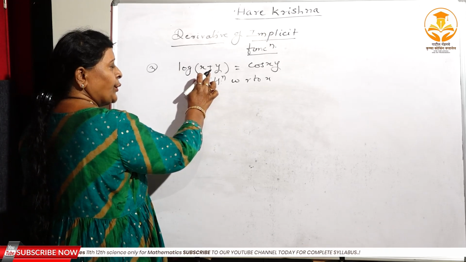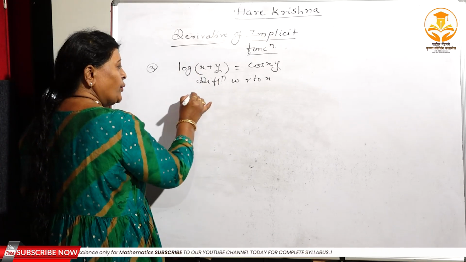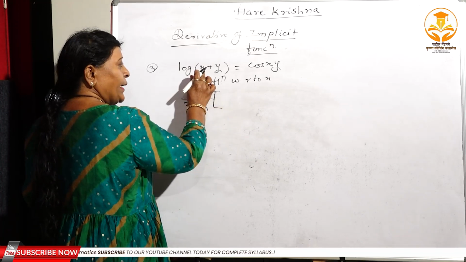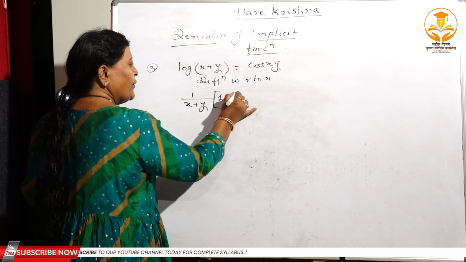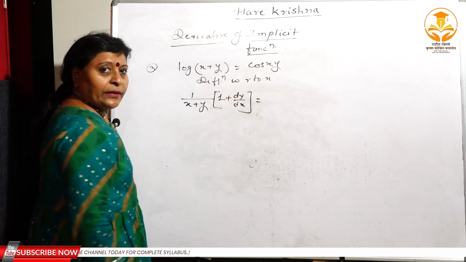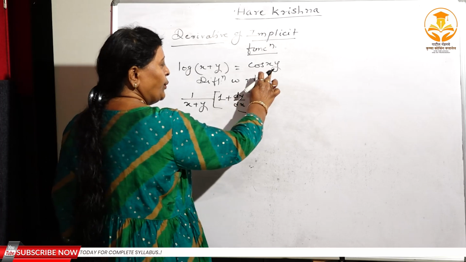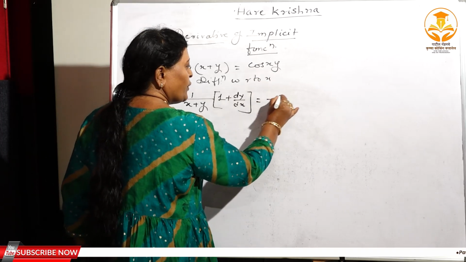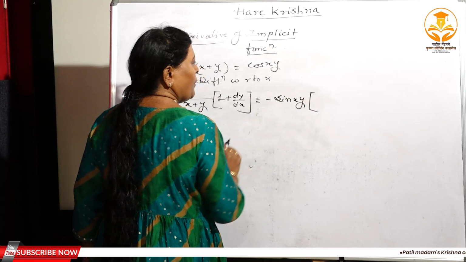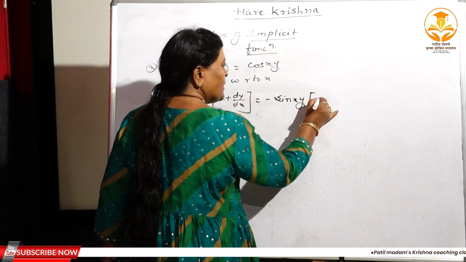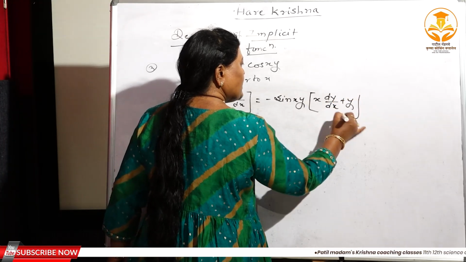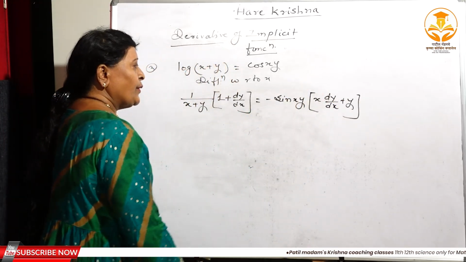Again you have to apply the chain rule. Here you have to substitute u. What is the derivative of log u? 1 by u, which means 1 upon x plus y. Again the derivative of x is 1 and the derivative of y is dy by dx. Here again you have to apply the chain rule. Substitute u. The derivative of cos u is equal to minus sin u, which means minus sin xy. Again apply the multiplication rule. x remains as it is, the derivative of y is dy by dx. y remains as it is and the derivative of x is equal to 1.